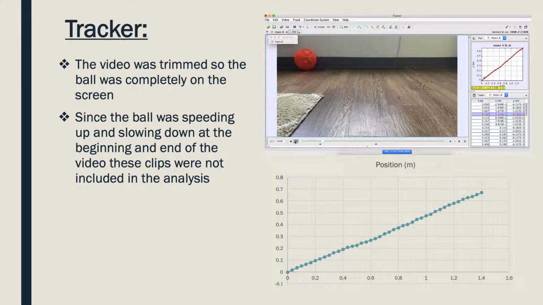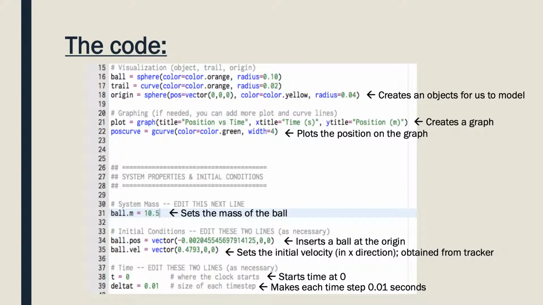Here's the video being analyzed in Tracker. I trimmed the video because the ball is accelerating and decelerating at the beginning and end of the video. The slope is also not exactly perfect, and I will explain why later. Here's the code I used to create my computer model.